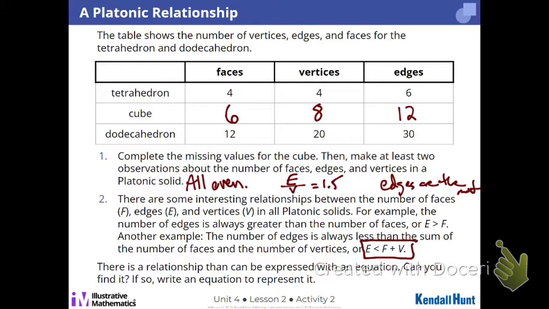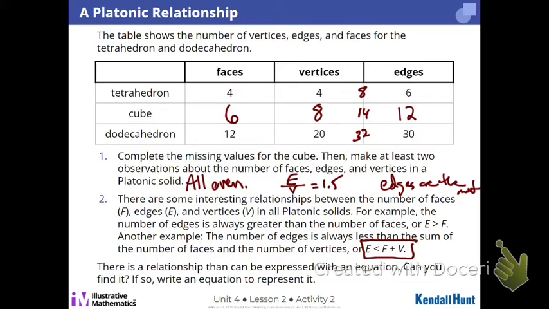You're saying false? Let's test it out. 4 plus 4, I got 8. 6 plus 8 is 14. 20 plus 12 is 32. So the edges are always less than the sum of faces and vertices. 4 plus 6 is 10. It's true. No, faces and vertices, not faces and edges. Faces and vertices. So it's true.